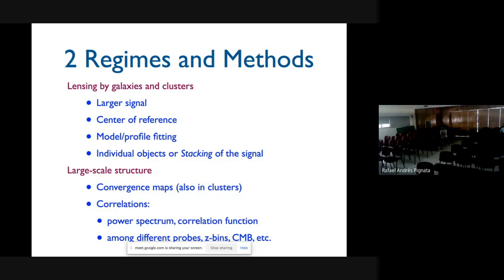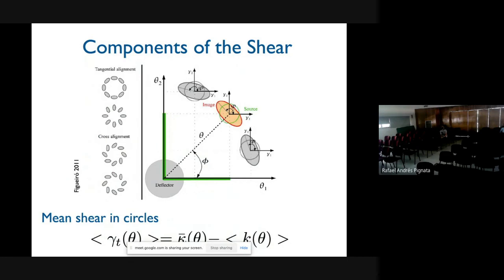Right, okay, but let's think now about galaxies and clusters. So I have a center. I can decompose the direction of orientation into a tangential direction, either stretching this way or this way, like a radial one, and a twisted 45 degrees component, right? So we have what we call the tangential component of the shear, and what we call the cross component of the shear.